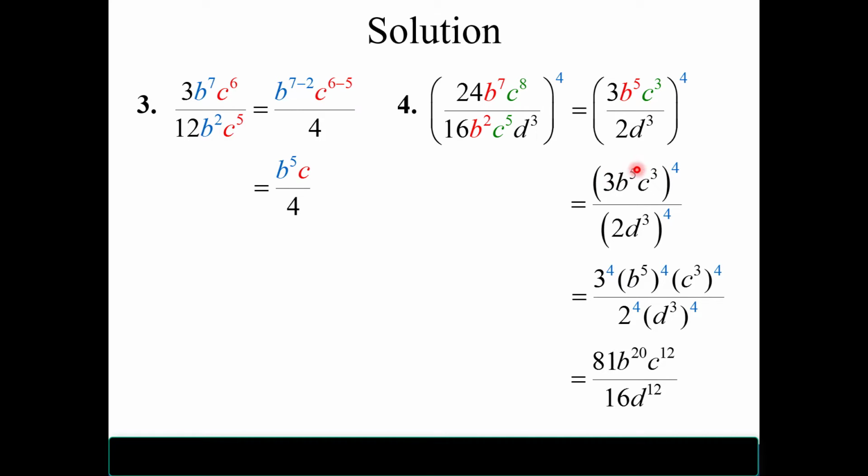So 3 to the 4th, b to the 5th raised to the 4th, c to the 3rd raised to the 4th, 2 to the 4th, d to the 3rd raised to the 4th. We get these guys, which we know we multiply. So we know we end up with 81. That's 3 to the 4th is 81. And then b to the 5th raised to the 4th is b to the 20th, since we multiply these two numbers. Then we multiply these two numbers to get that one, c to the 12th. Multiply these two to get d to the 12th. And then 2 to the 4th is also 16. So there's our final answer. Any questions?